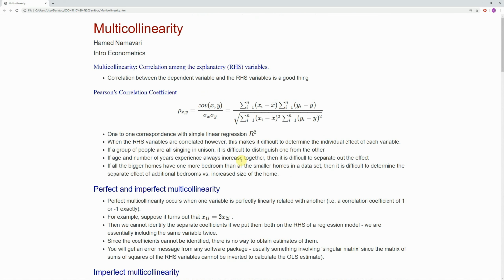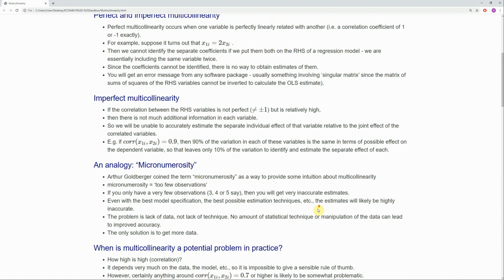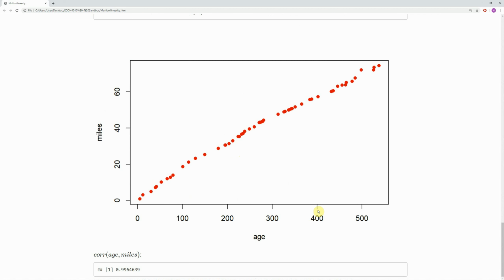Well, this is it. That was the end of the multicollinearity section. Thank you.